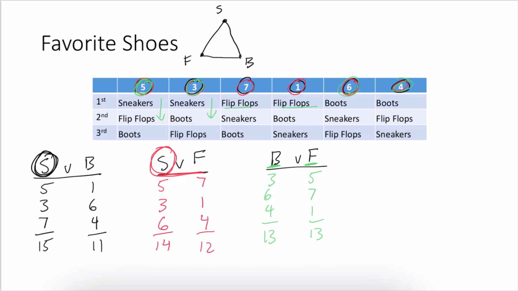So to figure out how many points each category gets, sneakers won 2 of the pairs, so it gets a score of 2. Boots won a half of a pair, so they get a half a point, and flip-flops also got a half a point. And so in this case, the sneakers would be the winner.